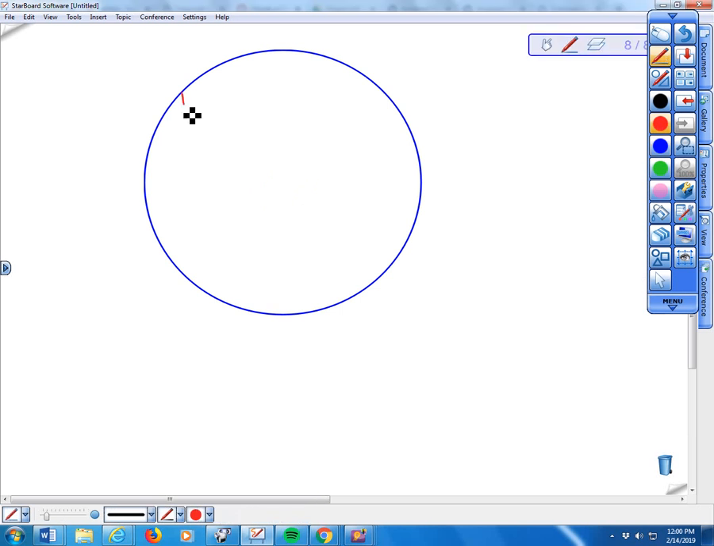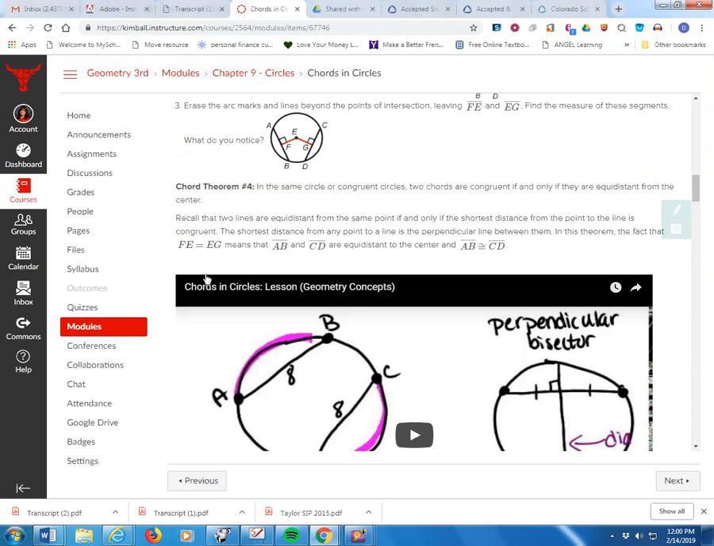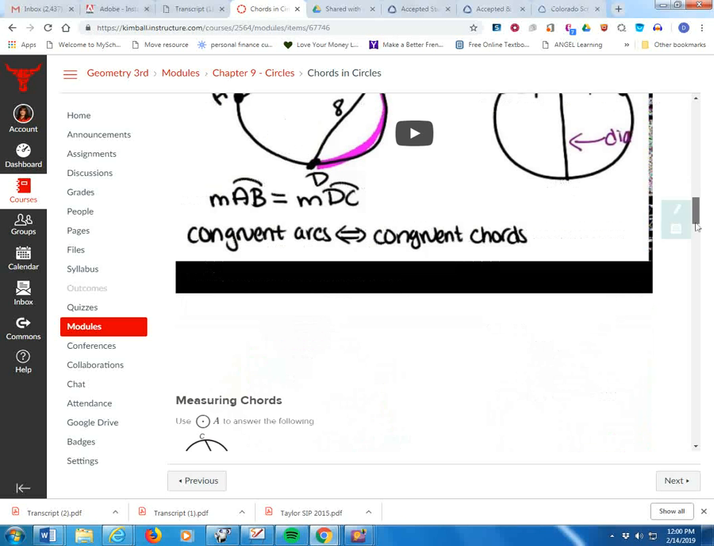And then number 4 is if you're in the same circle, and I have 2 chords, I don't know their length, but I'm told that the perpendicular distance from both chords to the center is equal, then I know those 2 chords must be equal. Perpendicular distance from the center is equal, then those 2 chords are equal. Okay? All right. So, looking at a couple of examples at the bottom of the textbook here.